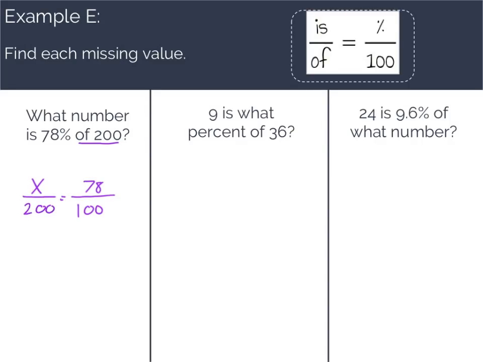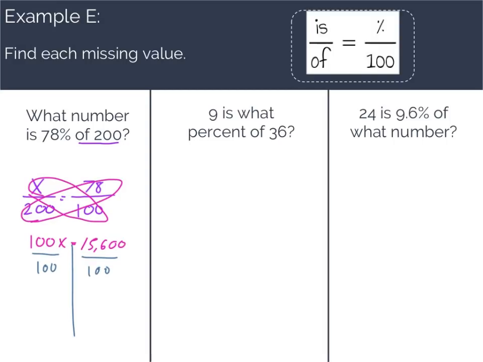So now that I've got my proportion all set up, I'm going to cross multiply and solve it just like I have all my other proportions so far. So x times 100 is 100x. 78 times 200 is probably not too fun to do in your head, so feel free to use your calculator. When you do, you get 15,600. Now that I've got a one-step equation, I'm going to go ahead and draw my wall, divide both sides by 100.